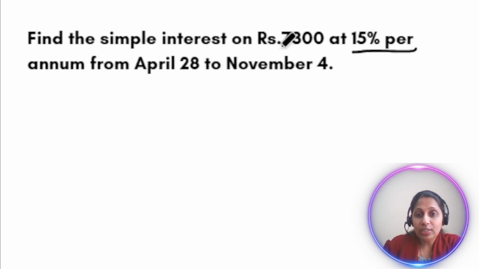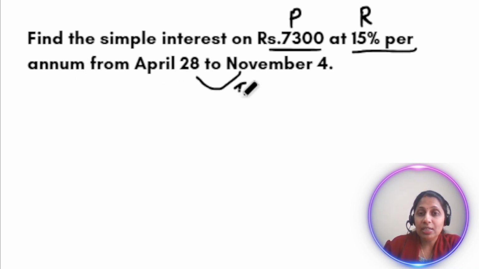As you can note here, this is your principal. Let's decode it one by one. And this is your rate, but rate per annum. And here, instead of giving the time t in years, they have mentioned the dates, April 28th to November 4th. So don't get confused or panicked. Just convert it to days first. So how many days will you get in this period?